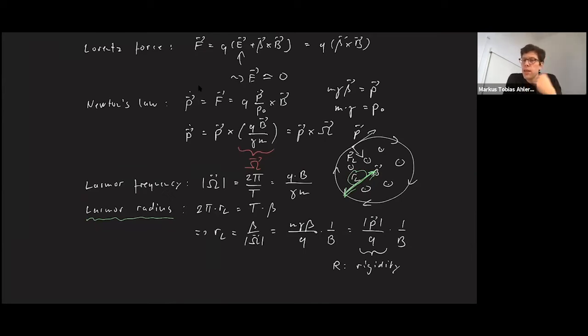And the energy in natural units is measured in terms of electron volt. So if you have electron volt divided by the charge, you end up with a quantity which is proportional to volt. So rigidity is measured in units of volts in the following.